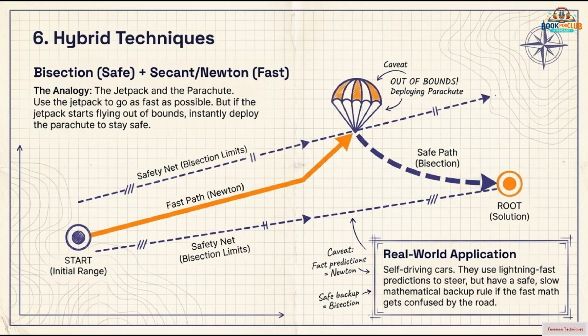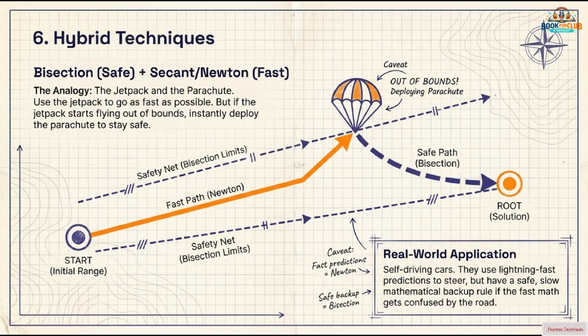The moment the fast math detects that it's being thrown out of bounds, it instantly deploys the parachute. Oh, wow. It completely abandons the jetpack and falls back on the slow, reliable bisection method. It slowly drifts you back into the correct area using those safe left and right fences. And then once you are safely back on a predictable slope, you fire up the jetpack again.